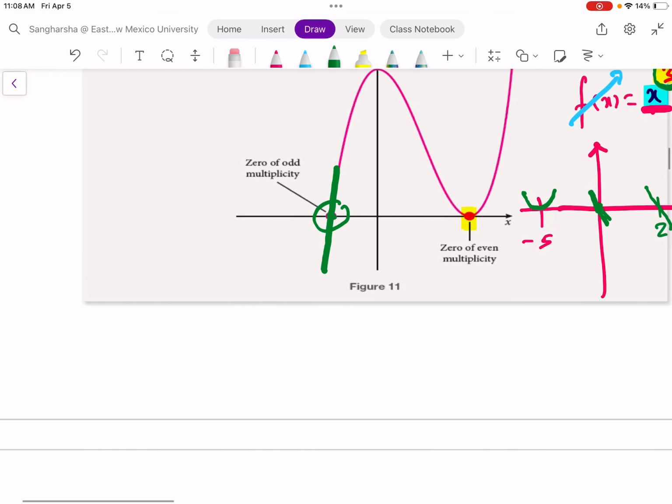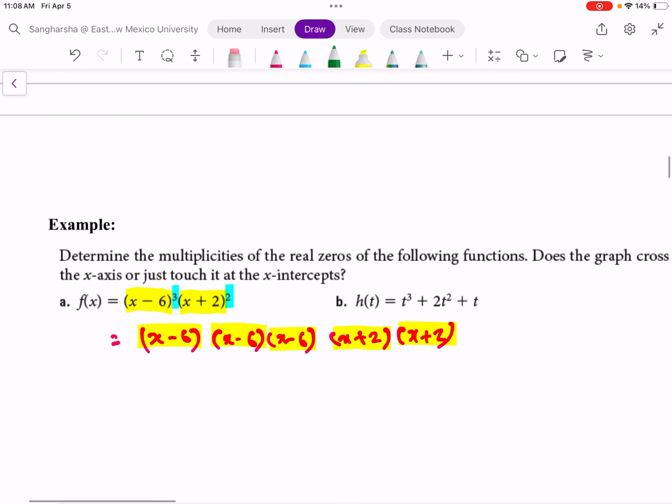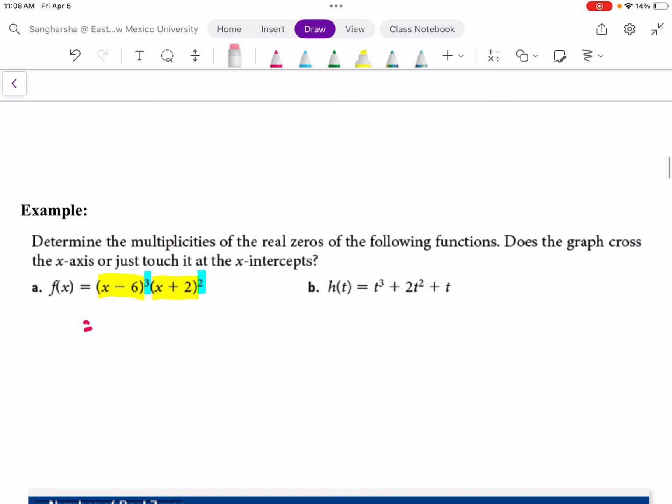Now here it tells us to determine the multiplicity of the real zeros of the function. Does the graph cross the x-axis or just touch the x-intercepts? Okay. Now the very first step is we write down the function in factor form. To find the multiplicity, we must have a function in factor form. So we already have a factor form for this function. We have an x minus 6 factor. We have an x plus 2 factor. Now let's find the zeros for this function.